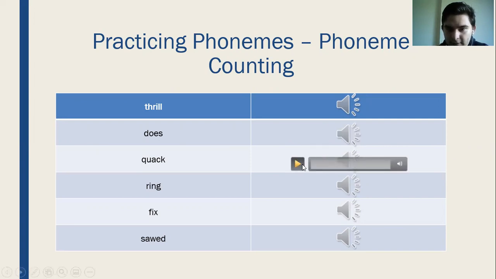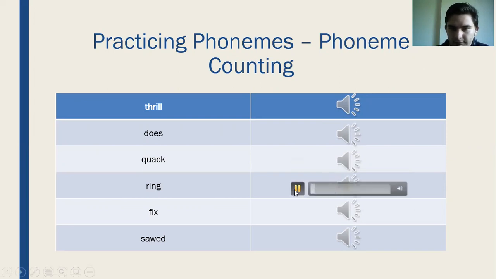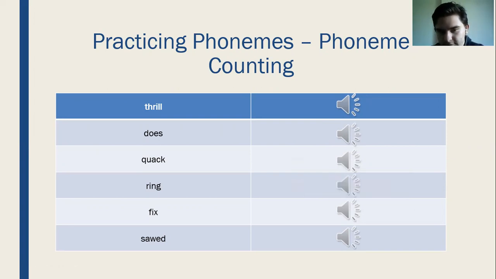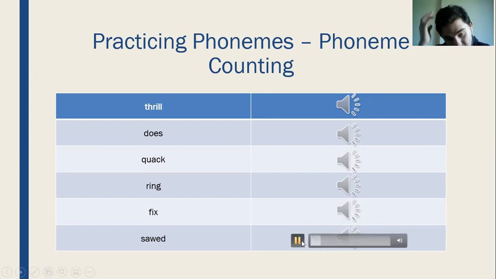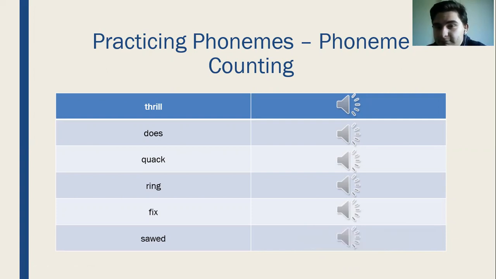And let's look at quack. Quack has 4 phonemes. K, W, A, K, quack. And let's look at ring. Ring has 3 phonemes. Let's look at fix. Fix has 3 phonemes. X, fix. And lastly, let's look at sword. Sword has 3 phonemes. S, or, D, sword.